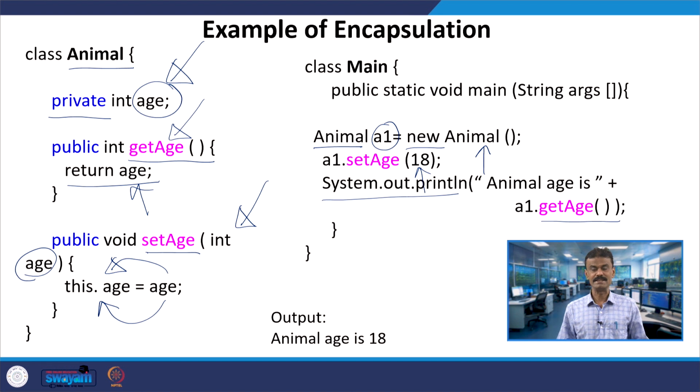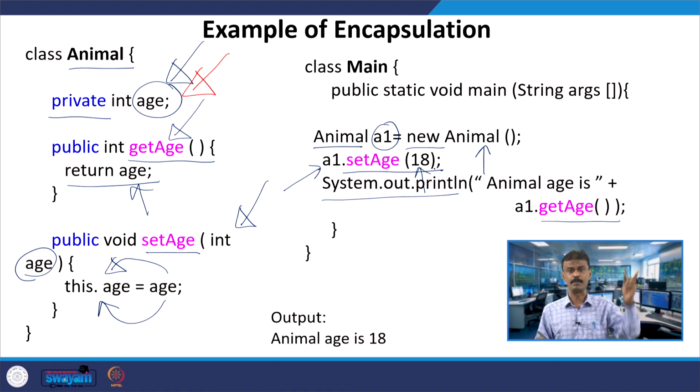So, the animal age is 18. If you see here, we are protecting this particular data from the outside world, the age, which is a private member data. Now assume that the object A1 is invoking setAge(18), that means you are passing 18.